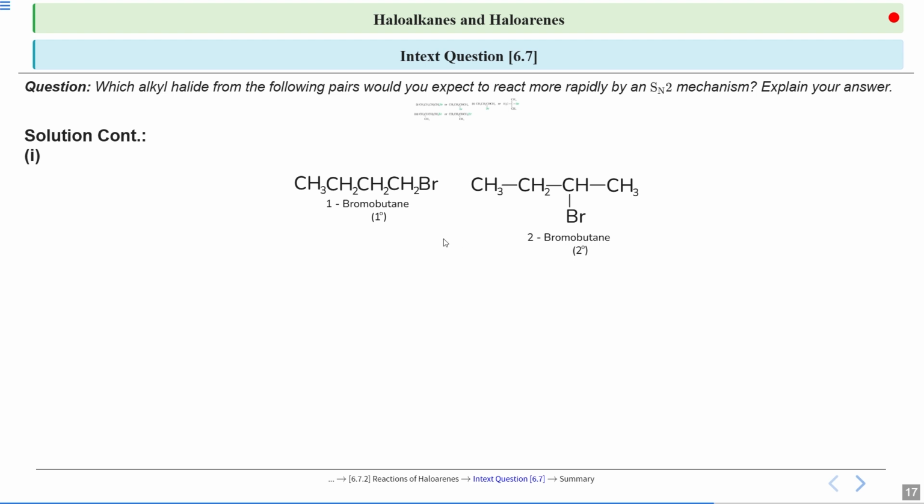Due to this, the alkyl halides will be different. The first is primary because bromine is attached to the carbon which is attached to one other carbon, while in the second, bromine is attached to the carbon which is attached to two other carbons, so it is secondary. Okay, so you can clearly say that the order of reactivity in SN2 is primary highest, then secondary, then tertiary.